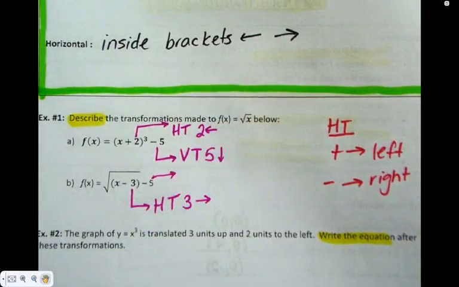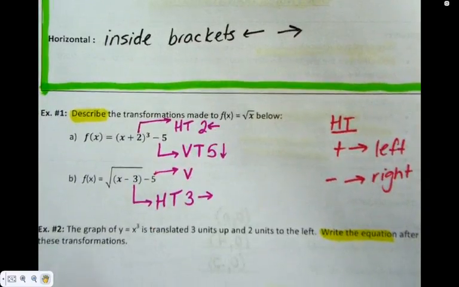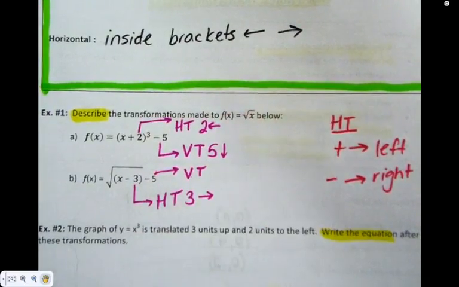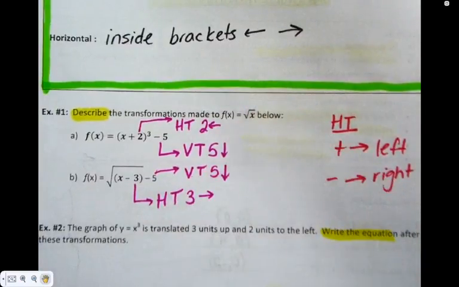Let's do this -5. Is it inside brackets or outside brackets? That means it's vertical. It's a subtraction, so it's a translation. And it is 5 units down. Do you understand how to describe a translation? Yes. Okay, so you tell me the direction, its name, which is translation, and what it does to the graph.